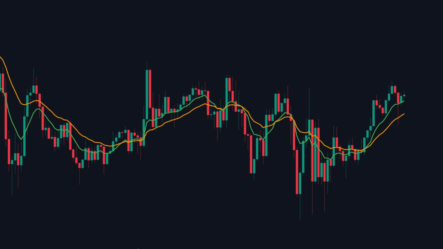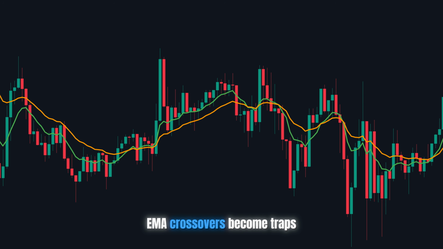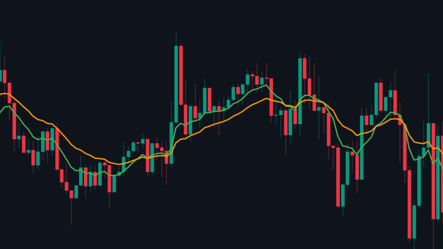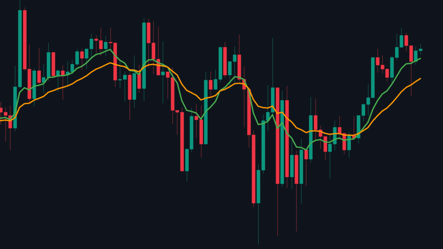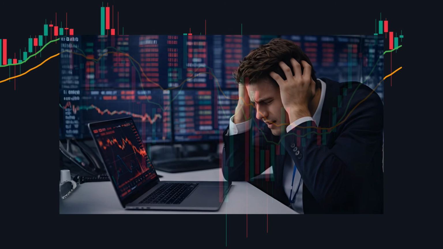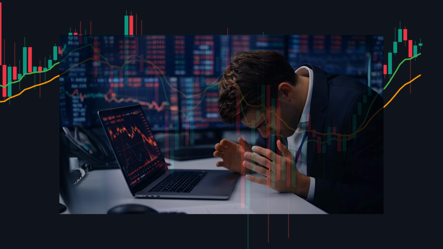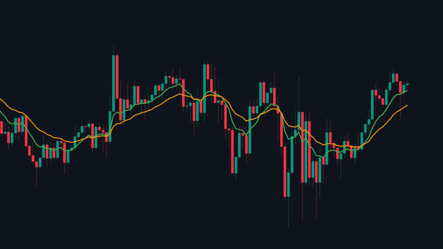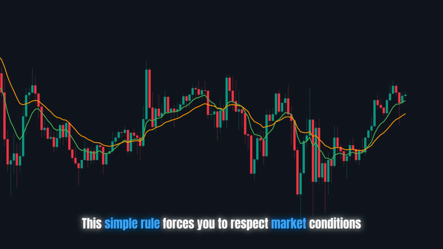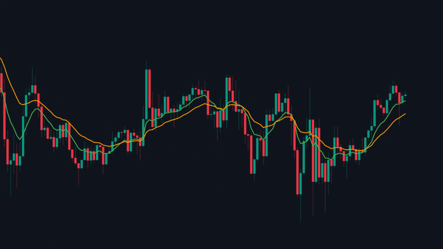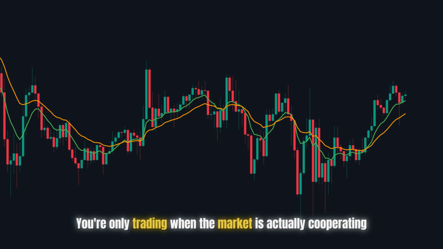But in choppy sideways markets, EMA crossovers become traps. Price crosses back and forth. Momentum shifts constantly. There's no real direction. And that's where traders lose money. They keep trading signals that have no structural support. This simple rule forces you to respect market conditions. It automatically filters out choppy phases. You're only trading when the market is actually cooperating.